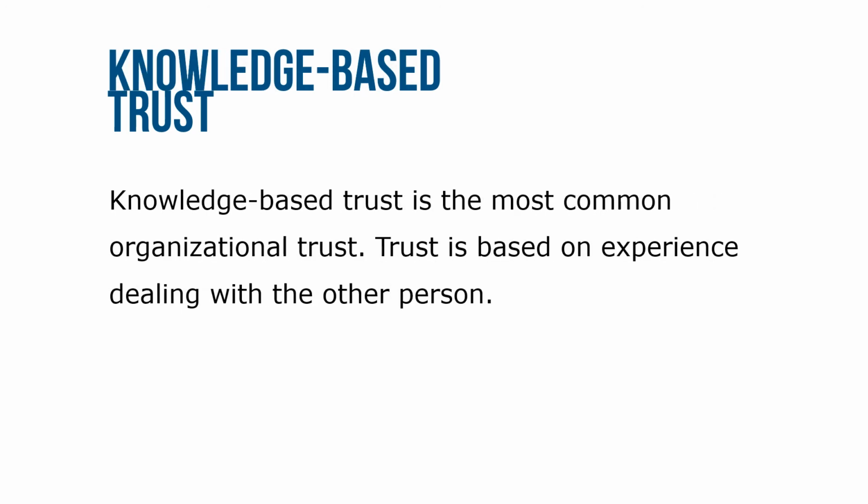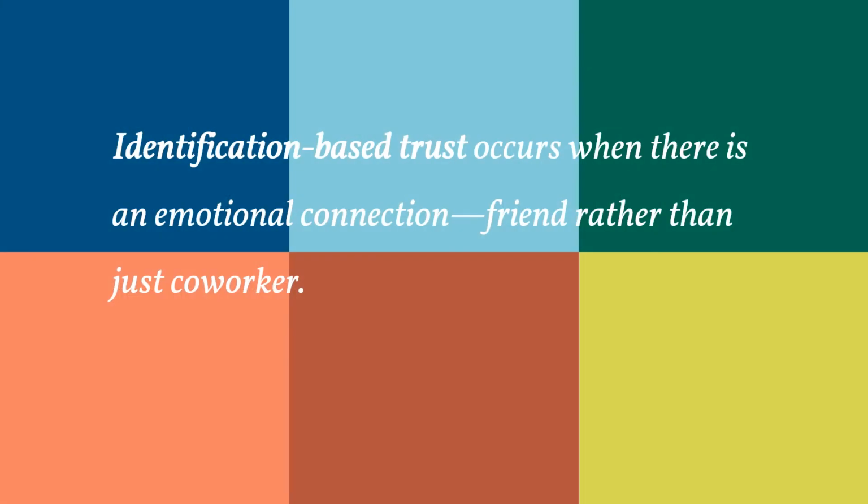Knowledge based trust is most common in organizational settings. Trust is based on experience dealing with the other person. The better you know people, the better you can predict their behavior and trust them. Identification based trust occurs when there's an emotional connection, friend rather than just coworker. It's the highest level of trust. People look out for each other's best interest and act for the other.